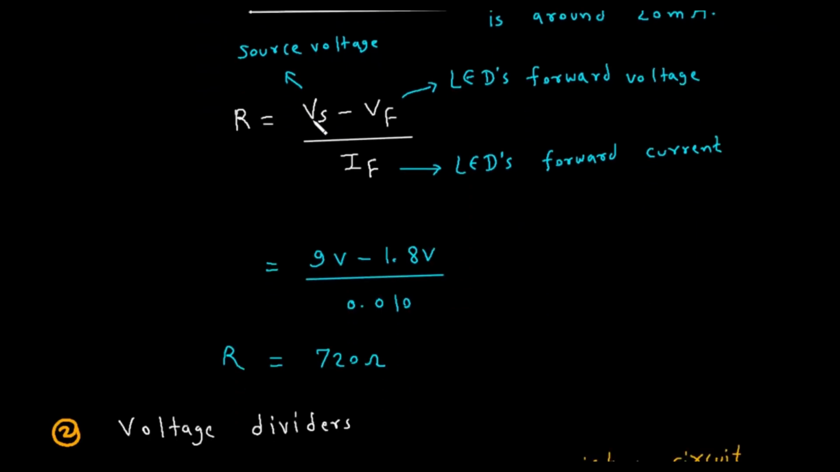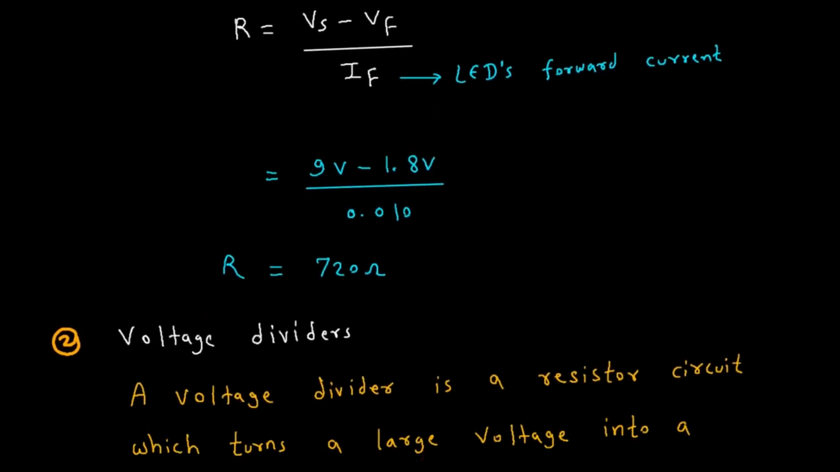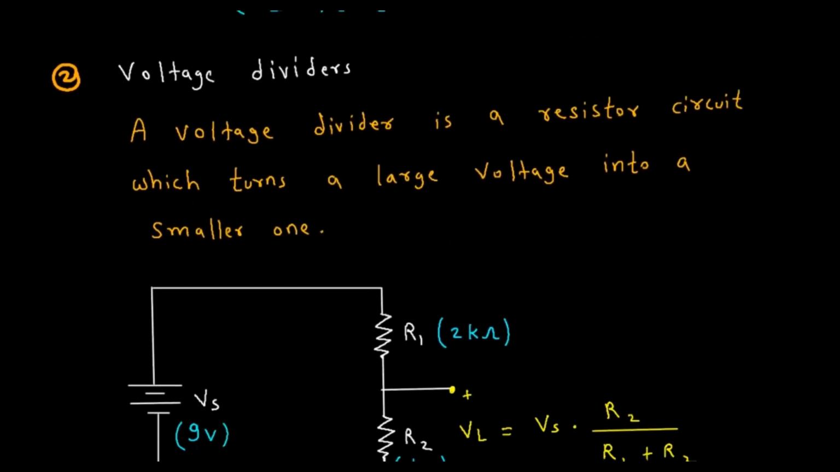So if we substitute the value of Vs, which is 9 volt, minus the LED's forward voltage, which is 1.8 volt, and divide by IF, which is 0.010, the resistance will be around 720 ohm. So that's why we are connecting this 720 ohm resistance in series with the LED. Now we will see the next application of resistor.